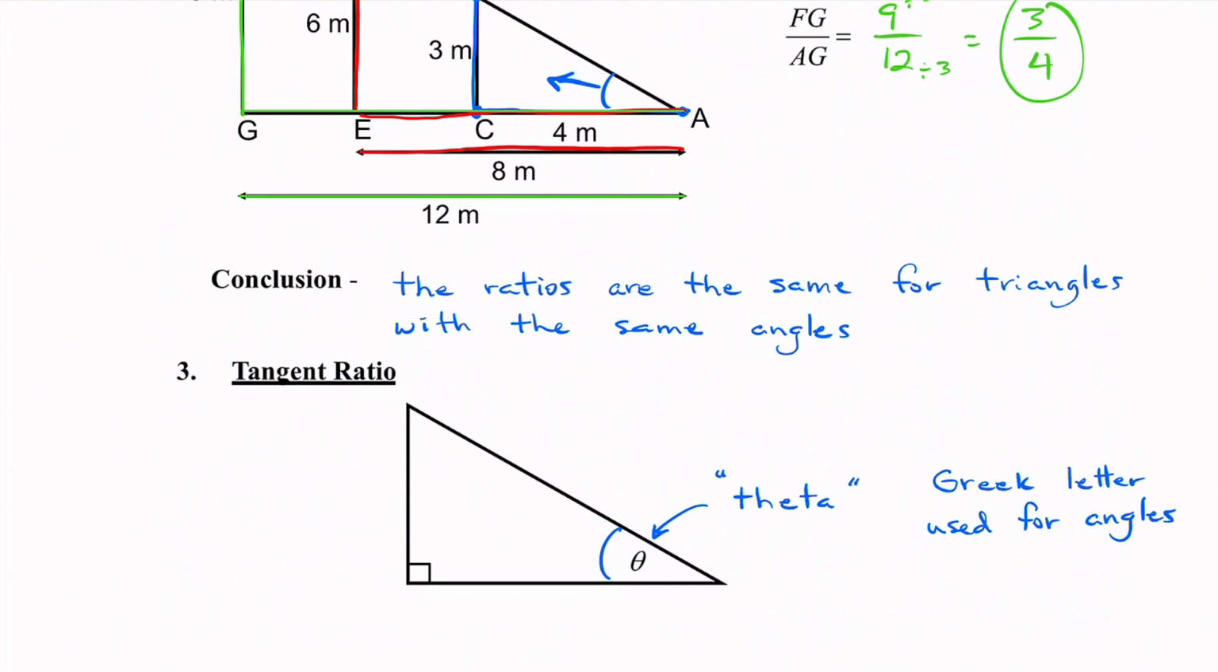Now we are going to name the sides around this triangle. From the Pythagorean theorem, you probably know what this longest side here is called. That is called the hypotenuse.